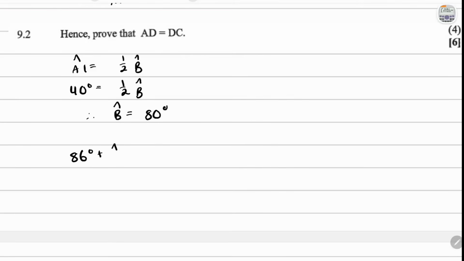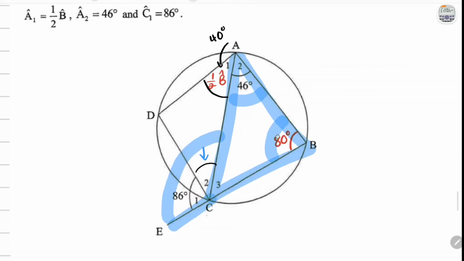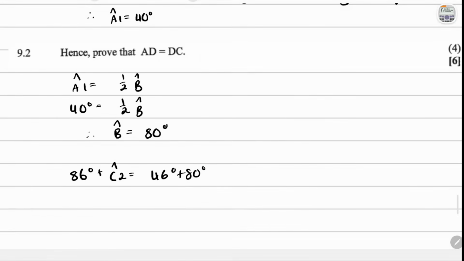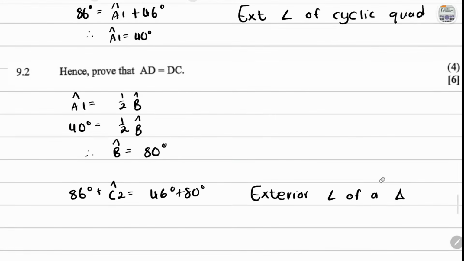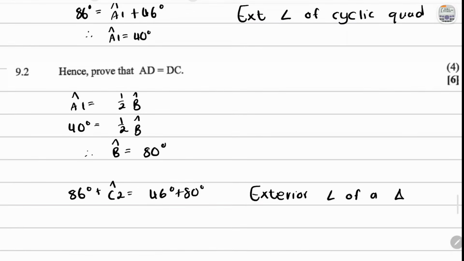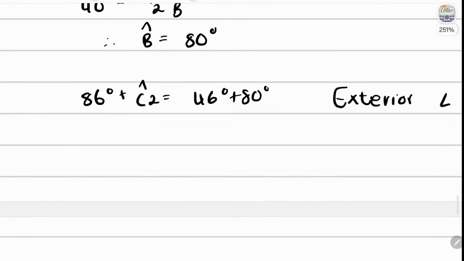So angle C1 plus angle C2, let's just put the actual numbers. 86 degrees plus angle C2 is equal to, that's the exterior, the sum of the two opposite interior angles, 46 degrees plus 80 degrees. And then we can tell them that's because of the exterior angle of a triangle. It's very important to say the shape because you see this is the exterior angle of a cyclic quad. This is the exterior angle of a triangle. Two different things. So let's just go ahead and add and simplify.